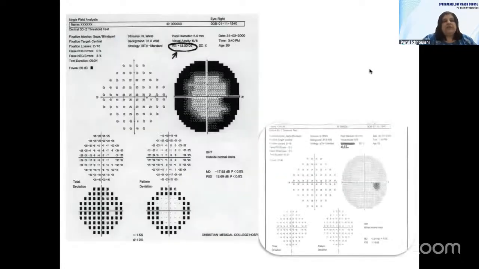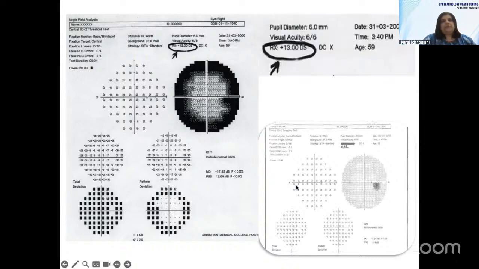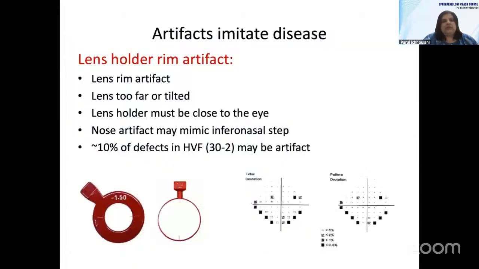This is one such aphakic patient with plus 13 diopter correction, and you can see there is an immense amount of damage, a rim defect. The moment you switch this patient to a contact lens, this entire rim defect disappears. That is something that we must always tell our technician. Artifacts at times imitate disease. If there is a lens holder rim artifact, that means if the lens is not kept straight in its socket, or if there is a nose which is almost touching the lens, then that nose artifact can cause an inferior nasal step. Almost 10% of defects in perimetry are artifact induced.